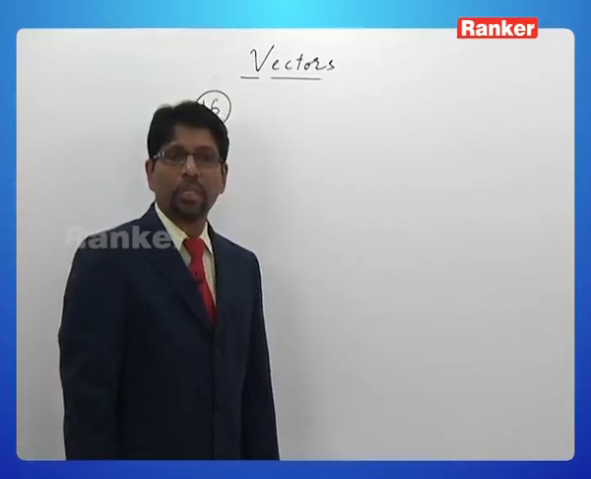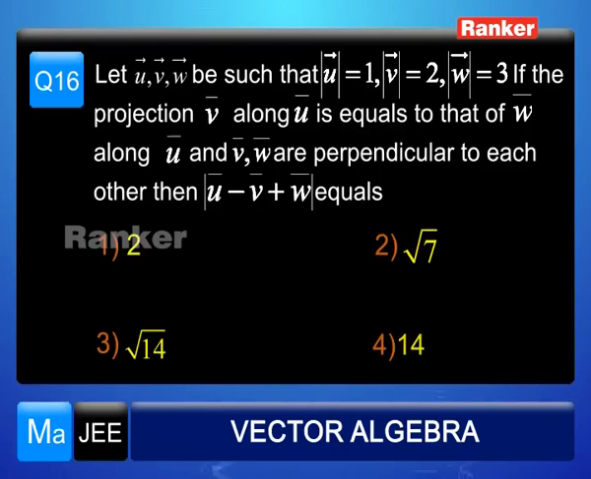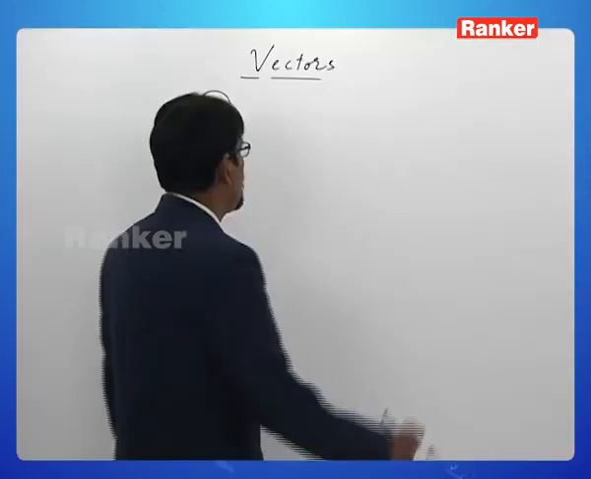Question number 16. Let u bar, v bar, w bar be such that the magnitude of u is equal to 1, the magnitude of v is equal to 2, and the magnitude of w is equal to 3. If the projection of v bar along u bar equals the projection of w bar along u bar, and v bar and w bar are perpendicular to each other, then the magnitude of u bar minus v bar plus w bar is equal to: first option 2, second option root 7, third option root 14, fourth option 14.